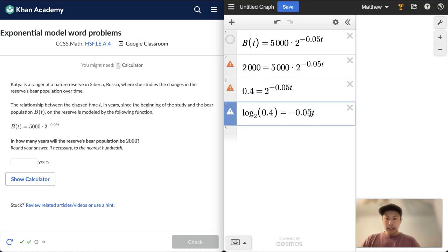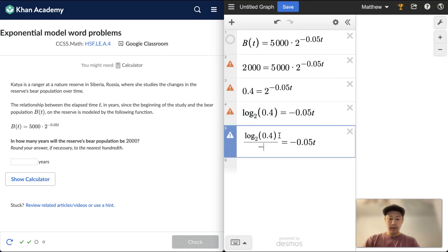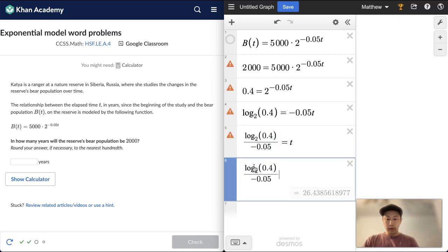Now we're going to divide both sides by negative 0.05, and we're good. That's what your t equals. If they want rounding, round your answer if necessary to the nearest hundredth. So we do need to evaluate this. I'll just copy this over and get the calculation from Desmos.